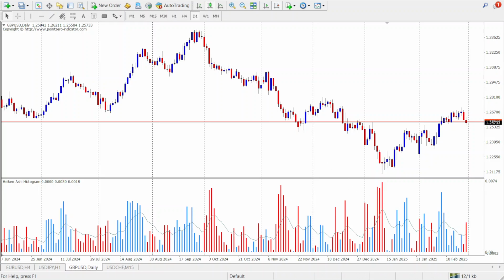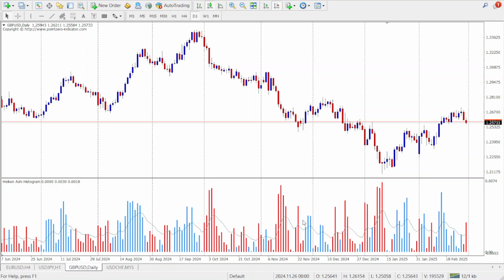All right, so what exactly is the Heiken Ashi histogram? You may have heard of Heiken Ashi candlesticks, which smooth out price action by averaging the open, close, high, and low of each candle. This method reduces market noise and makes trends much easier to spot.